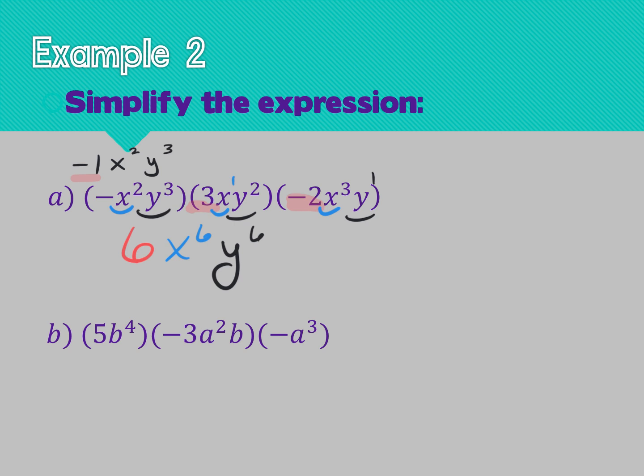A little trick you can do, if you don't want to worry about the negative signs in front, is count however many negative signs you have in all your terms. Whenever it's an even number of negative signs, the answer will be positive. If it's an odd number, then it's negative.